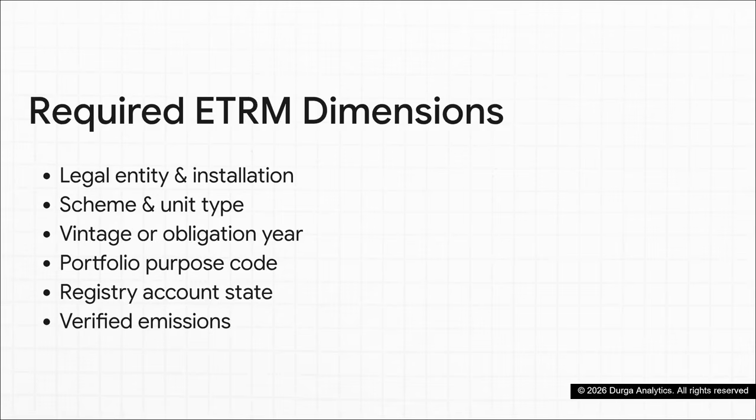For example, an EUA and a California allowance are not interchangeable, no matter how economically correlated they might seem. Furthermore, a registry transfer can complete perfectly in the system without actually discharging the compliance obligation. If your software only models financial positions, it's going to falsely report both of these states as done, leaving you dangerously exposed.